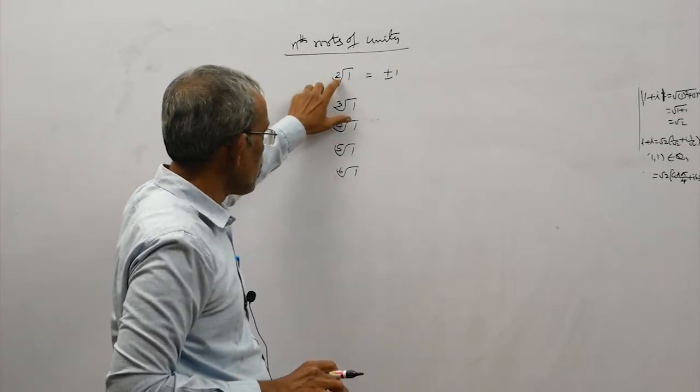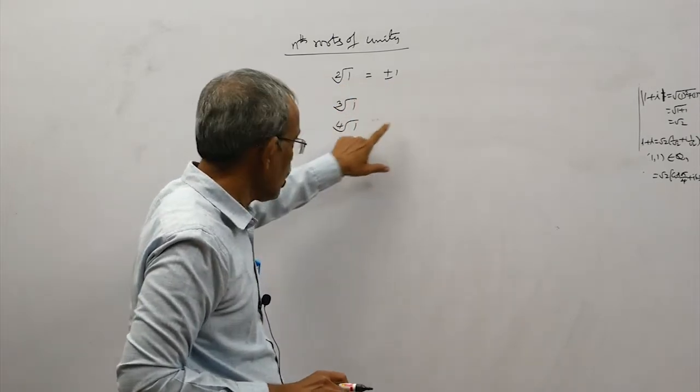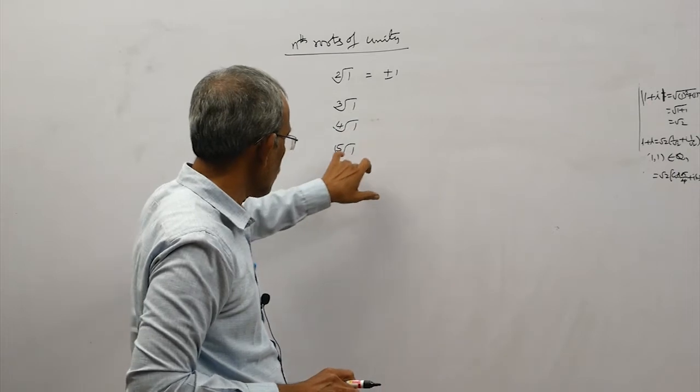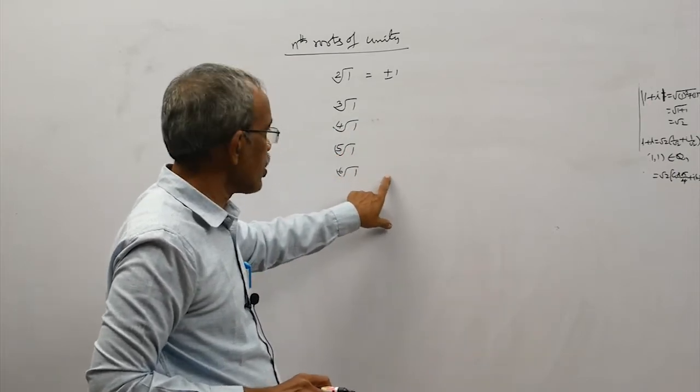Square root of 1 means 2 values, cube root of 1 means 3 values, fourth root of 1 means 4 values, fifth root of 1 means 5 values, sixth root of 1 means 6 values.